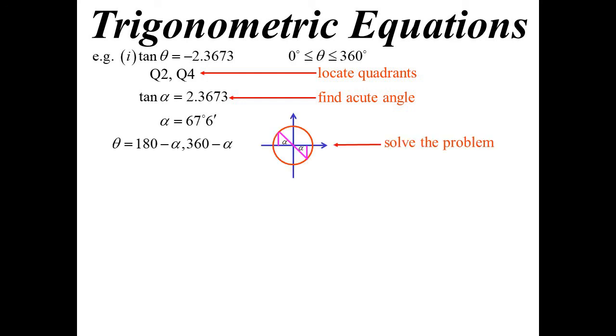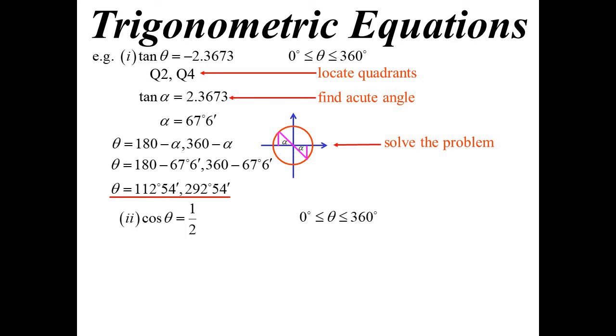Well, now we can go and solve our problem. Draw myself a little diagram. We said the second and the fourth quadrant. So let's draw in those acute angles. So that gives me an idea. All right, I know that in the second quadrant, it's going to be 180 minus that one I just found. And in the fourth one, it's going to be 360 minus that one I just found. So let's work that out. And there's my two answers, 112.54, 292.54.